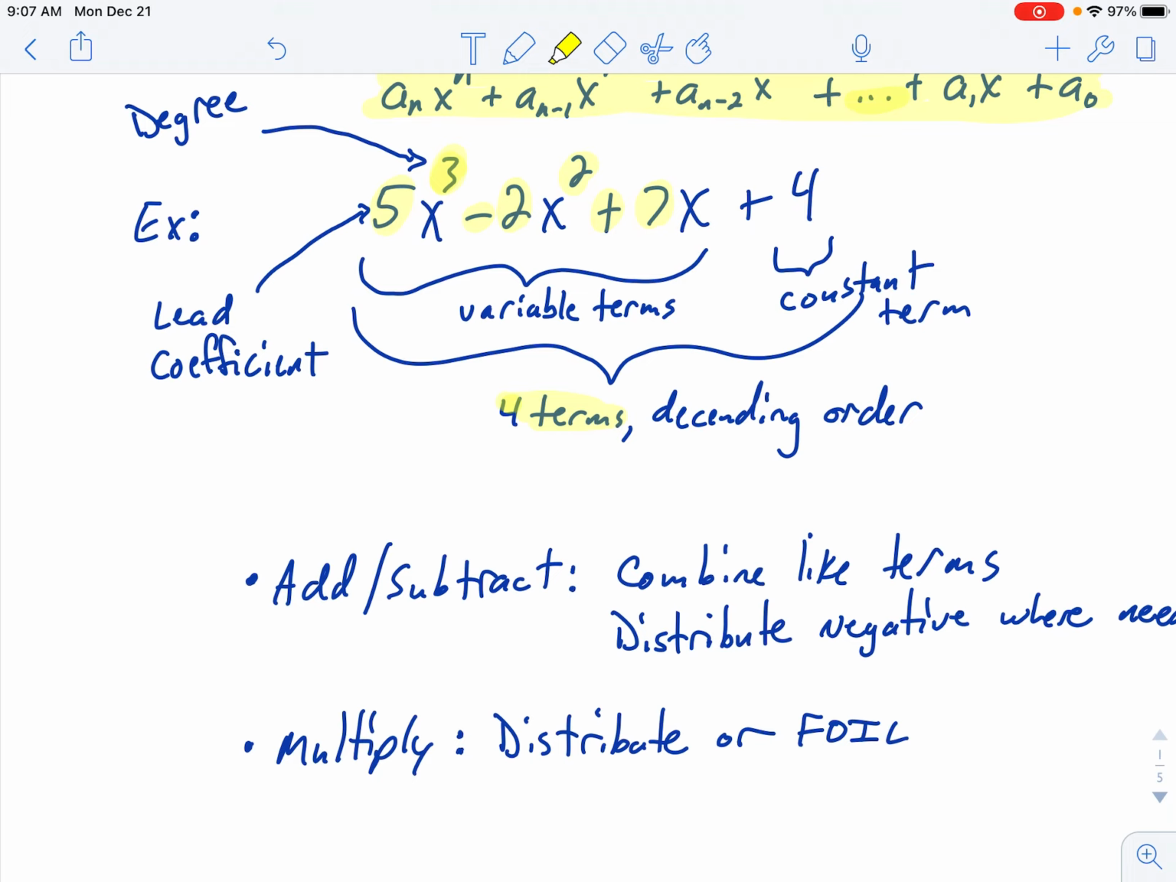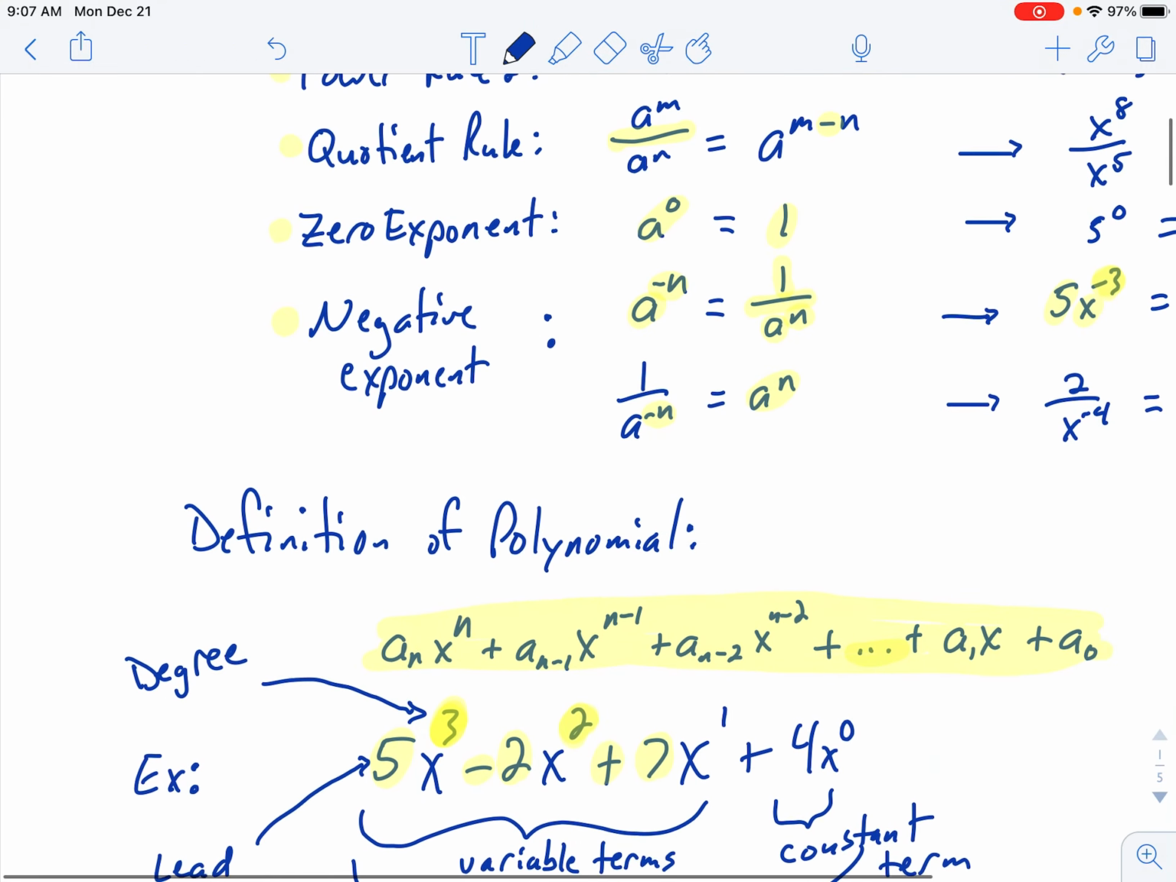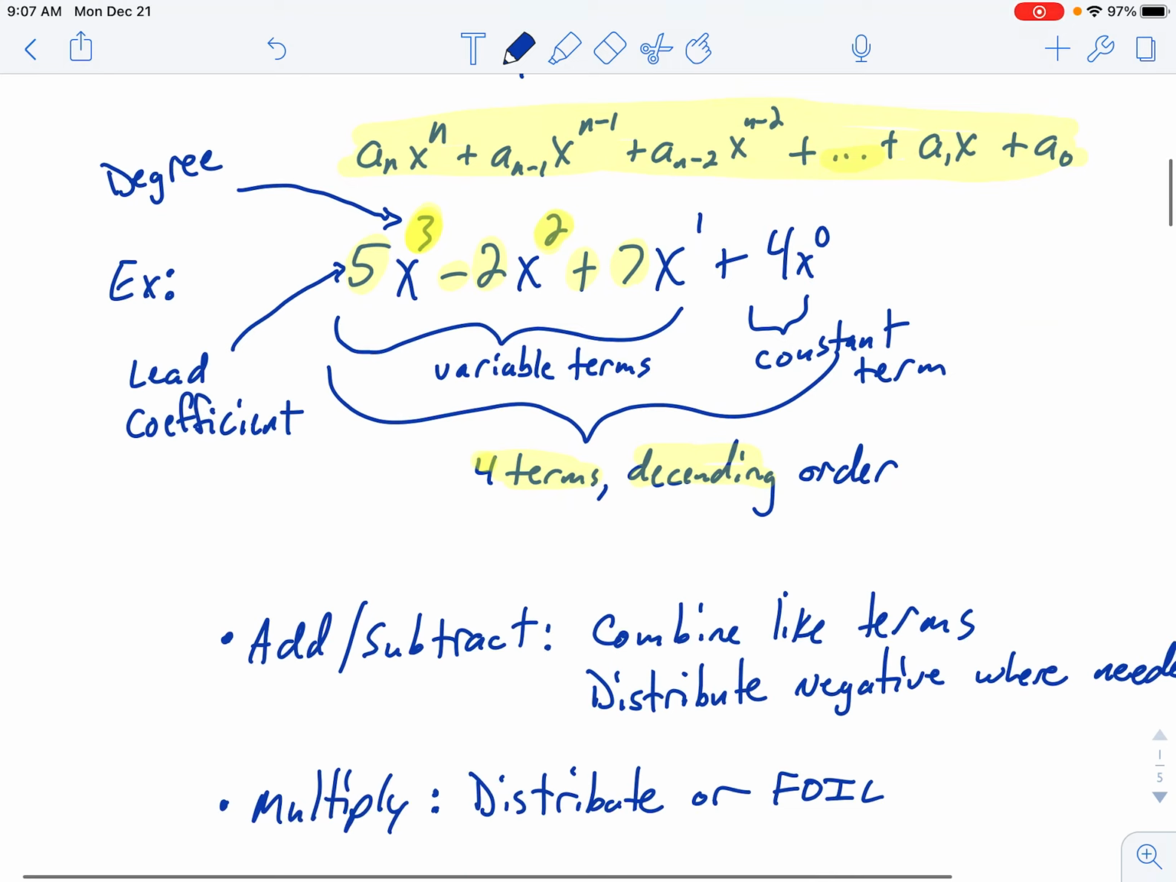Man, I've done a lot of highlighting. It is written in what we call descending order. Descending means counting down. If you look at the powers, 3, 2, 1, and then technically this would be x to the 0 power, because remember up here, anything to the 0 power is 1. So that 4 is like saying, well, it's 4 times 1, and then 1 is basically x to the 0 power. You wouldn't write it this way.